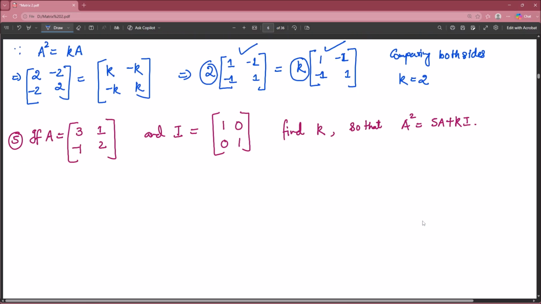The next question is, if A is equal to 3, 1, minus 1, 2 and I is equal to 1, 0, 0, 1, the identity matrix, then we have to find the value of k so that A square is equal to 5A plus kI. So first we have to find the value of A square. So A square is equal to A into A, is equal to 3, 1, minus 1, 2. Again we have to write 3, 1, minus 1, 2.